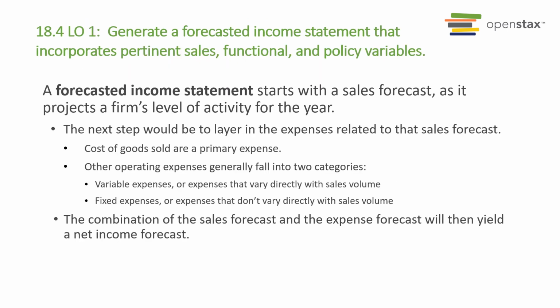A forecasted income statement starts with a sales forecast, as it projects the firm's level of activity for the year. The next step would be to layer in the expenses related to that sales forecast. Cost of goods sold is a primary expense. Other operating expenses generally fall into two categories: variable expenses, or expenses that vary directly with sales volume; and fixed expenses, or expenses that don't vary directly with sales volume. The combination of the sales forecast and the expense forecast will then yield a net income forecast.